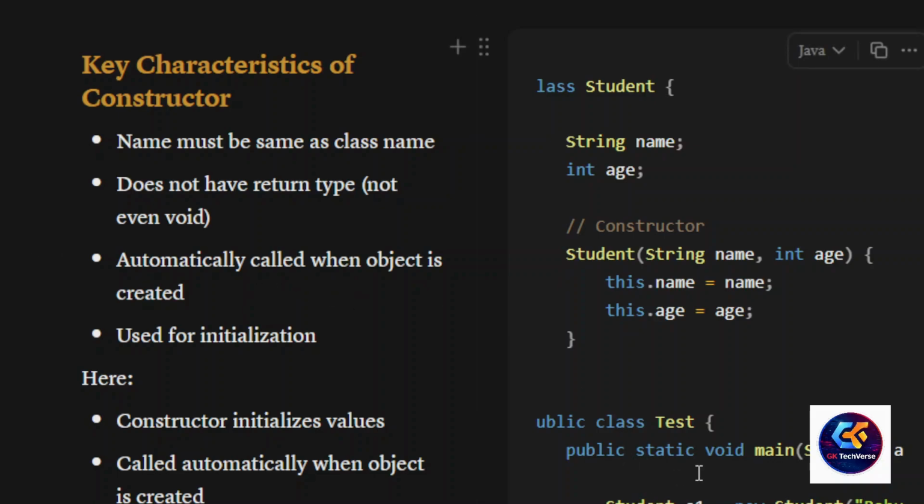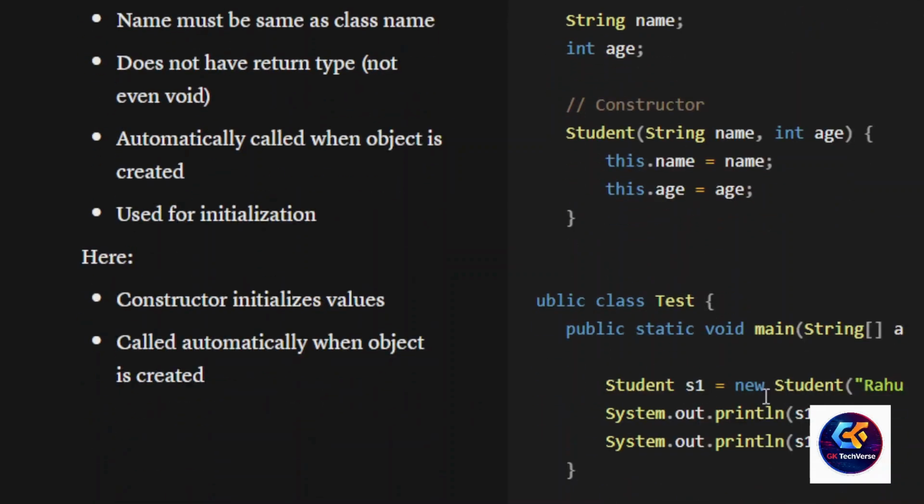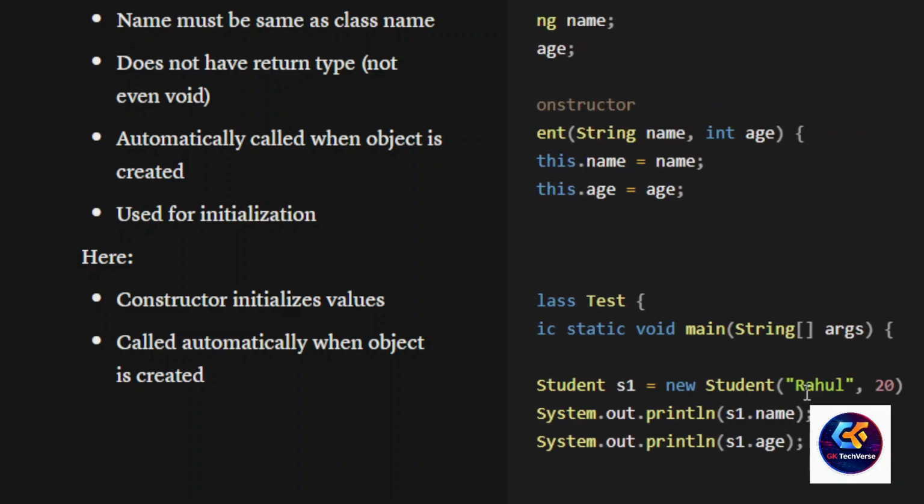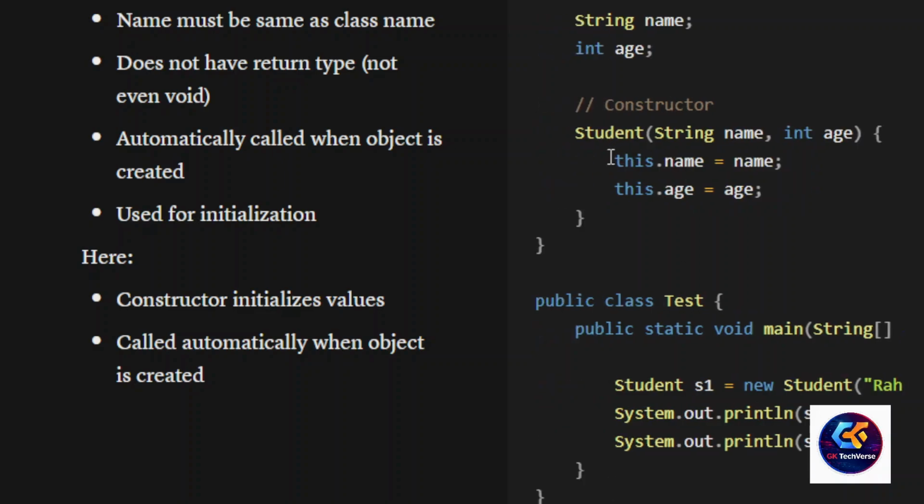So if you see here, we have created a student object, and whenever this student object is created, the constructor will automatically be called, which is used for initializing the instance variables. So we have passed the data, and the constructor helps us to initialize the instance variables. So important points we need to remember: constructors help us to initialize the instance variables, and the constructor will get called automatically when object is created.